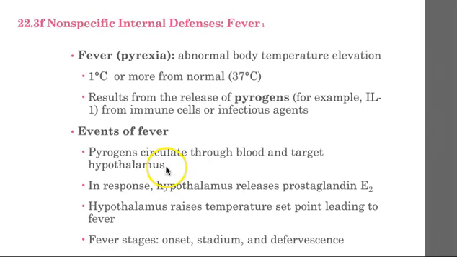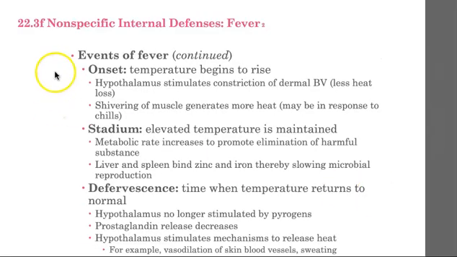The events of our fever is that the pyrogens start to circulate through our blood and target our hypothalamus, which we know is regulating our body temperature. Our hypothalamus then releases prostaglandin E2, and the hypothalamus starts to raise the temperature set point in our body that leads to the fever. So we have our stages of fever. Let's just review them on the next slide here.